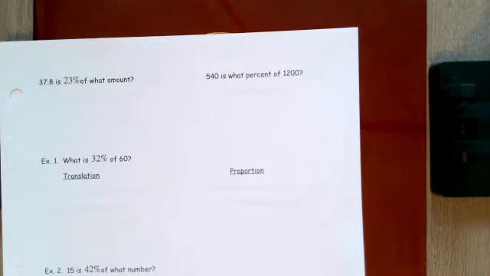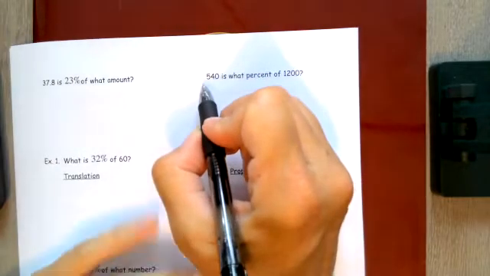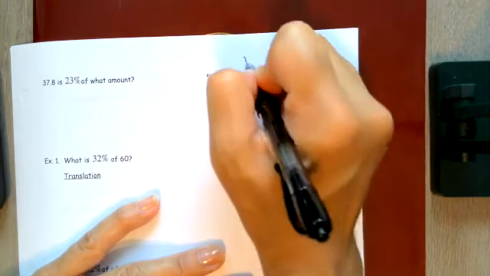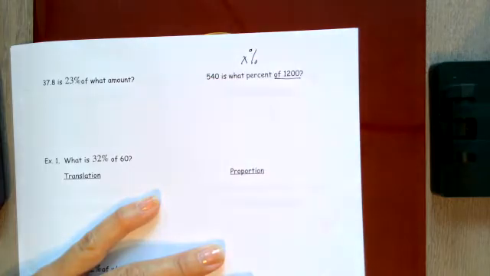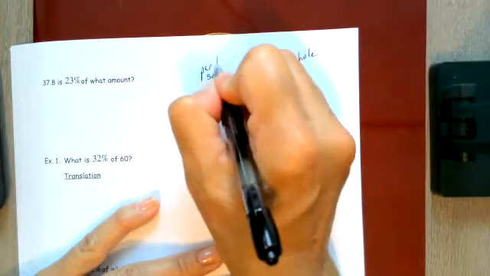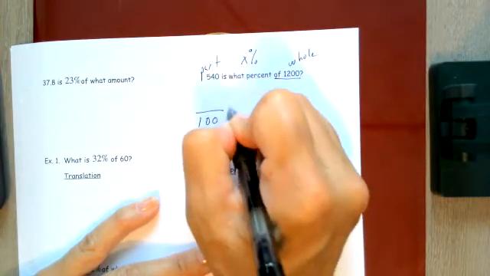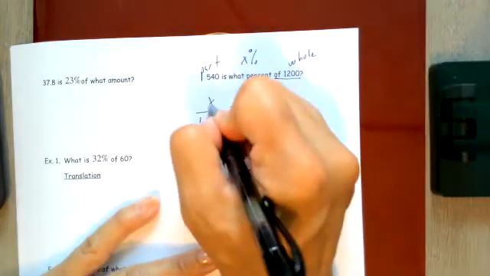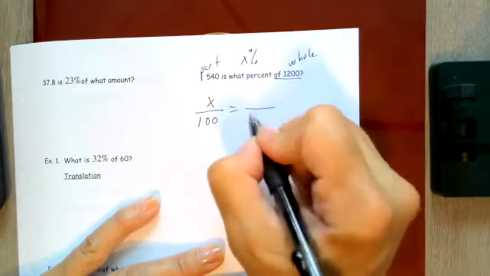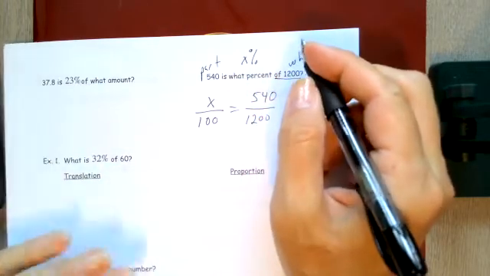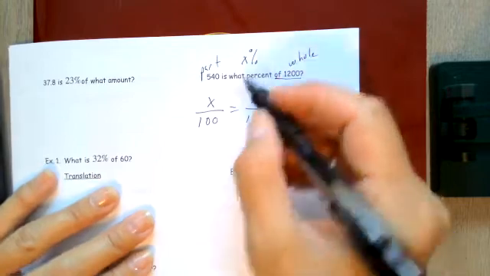All right, so let's do a couple and we're going to do them out and solve them. I'm not going to be doing everything on the page. 540 is what percent of 1200? So what percent? I don't know what the percent is of my whole. So this makes this the part. So when I go to set it up, it's always proportions are two equal fractions. I'm going to put the percent over the 100 always. The whole is always down here.